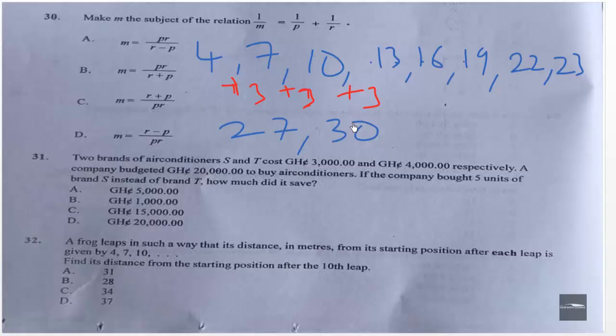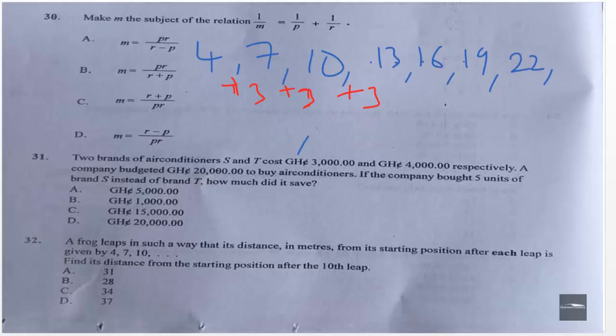But there's no 30 here. It tells you that we have done a mistake somewhere. Where did we do the mistake? 19 plus 3 is 22. 22 plus 3 is supposed to be 25, not 23. So that is where we did a mistake.